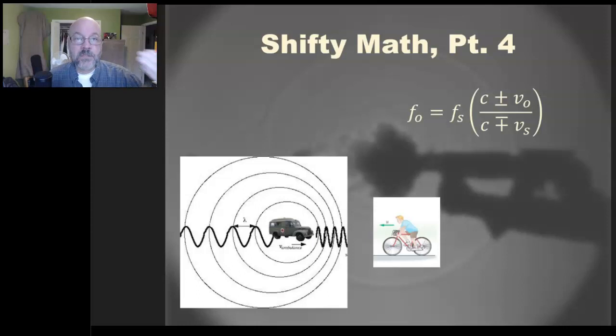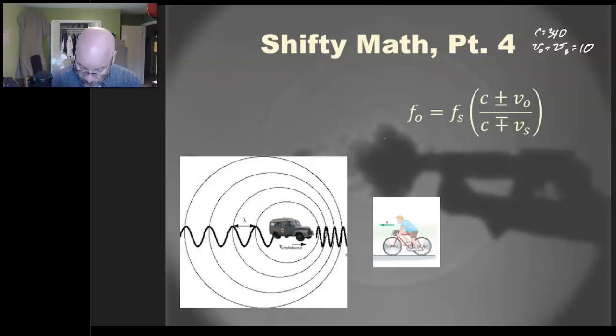Okay, now I'm going to keep using the same numbers. The speed of sound, I forgot to write it down, is still going to be 340. The velocities are going to be similar or identical. And what I want to do is show you what happens if they are both coming towards each other, or both going away from each other. So we'll do that first.